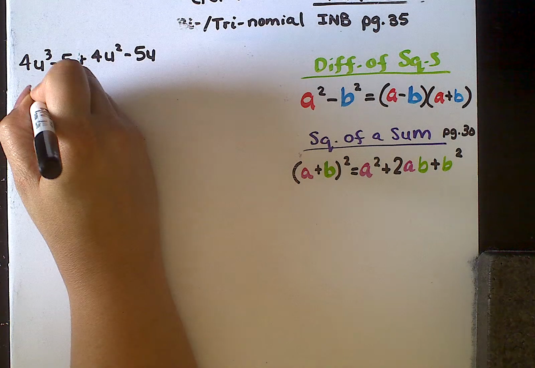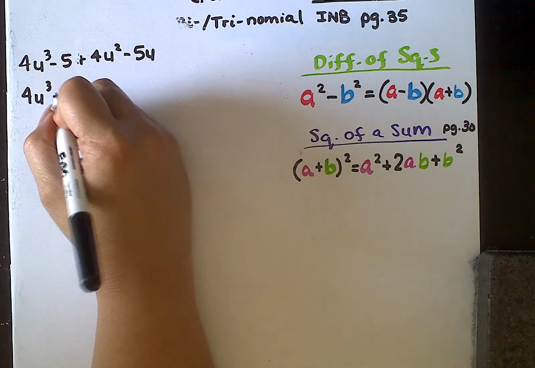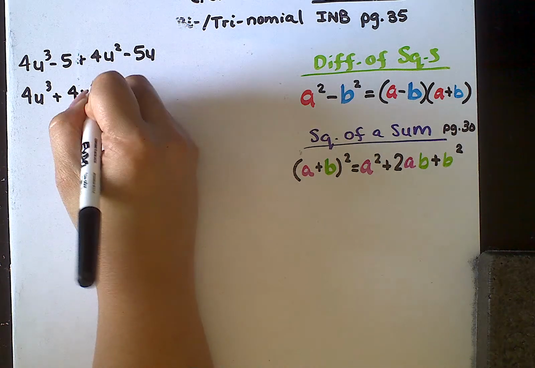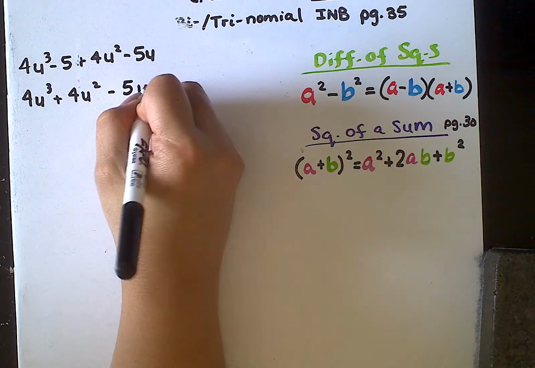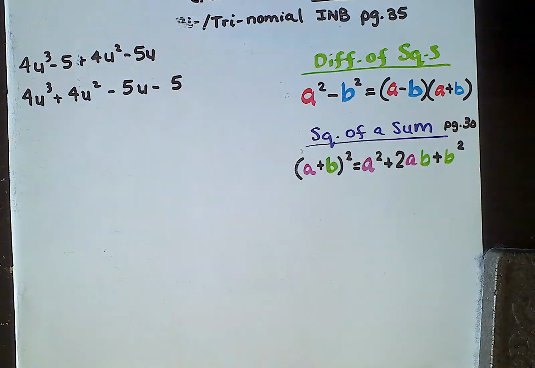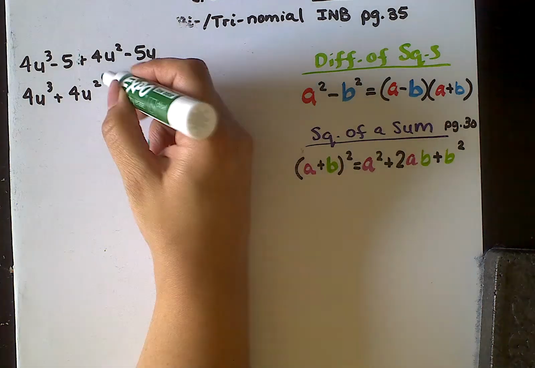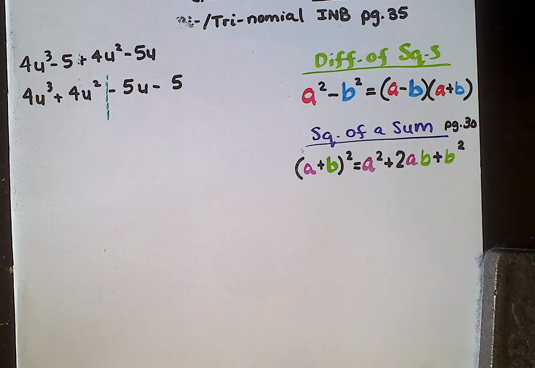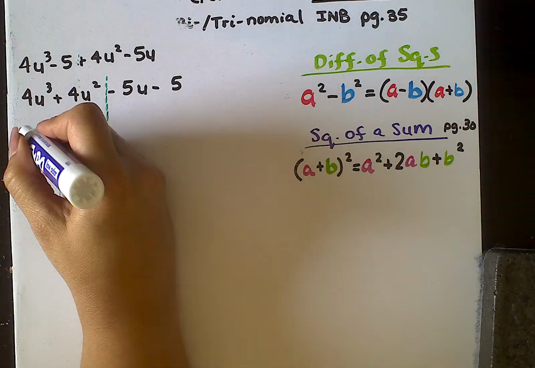So I'm going to do that. I'm going to say 4u cubed plus 4u squared, and then minus 5u minus 5. This is in descending exponential order, and I use the commutative property of addition to rearrange it. So now I can split it down the middle and take out my GCF here.